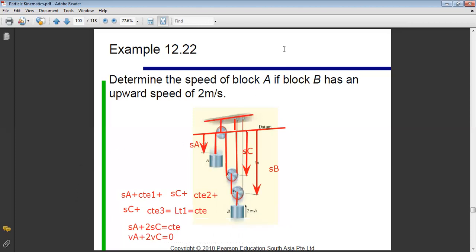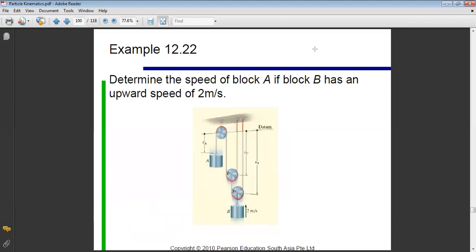Okay? Now, for my second chord, let me clear the drawing so it will be clearer. For the second chord, I have first this length from here to here. This length is equal to what from your figure? SB minus SC. Very good. So it's SB minus SC for the first part. You have plus a part that is going around the pulley, which is a constant. So plus constant 1.